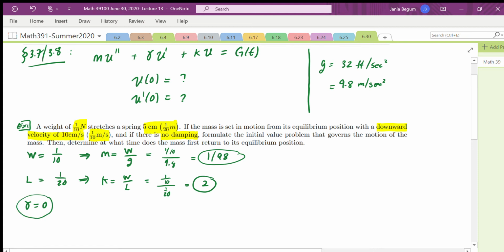So we have the differential equation. M is 1 over 98, times u double prime. Gamma is 0, so we don't have the second term. Plus K, that's 2u, is equal to... The problem doesn't involve any external force, so we're assuming it's going to be 0. Now we set up the initial conditions.